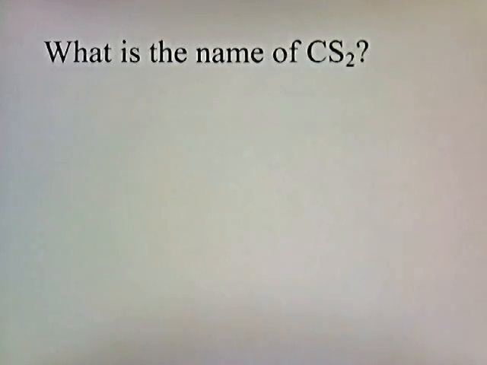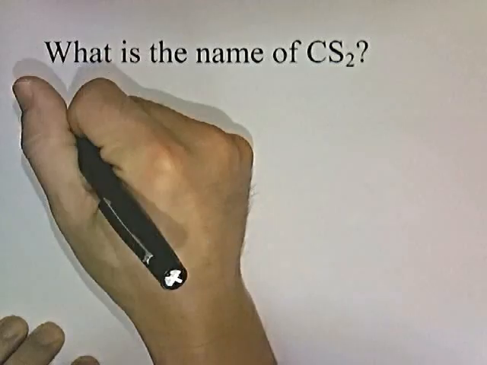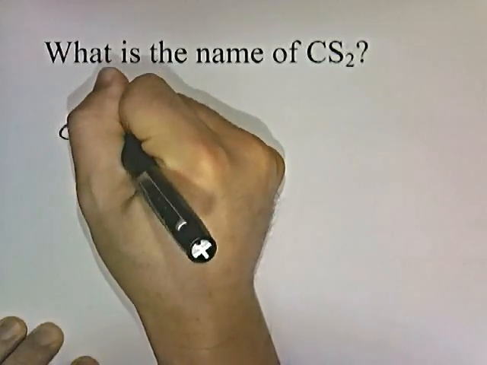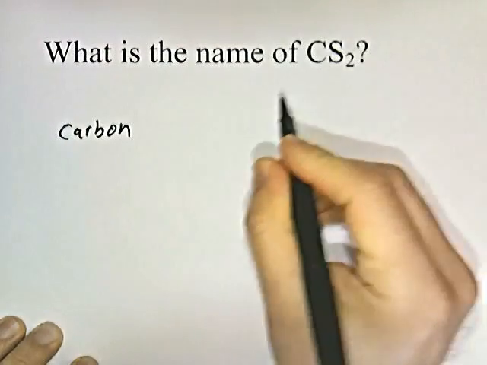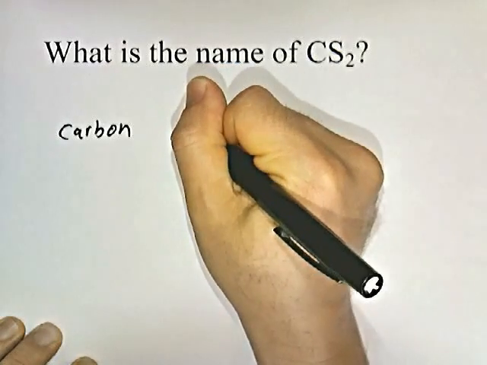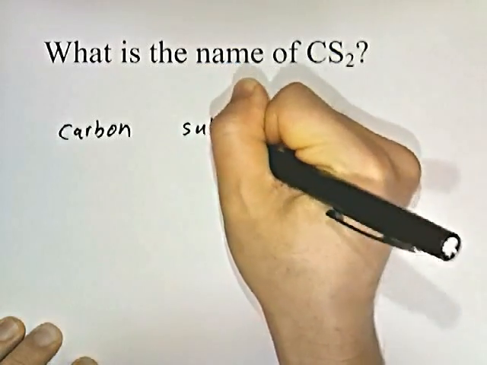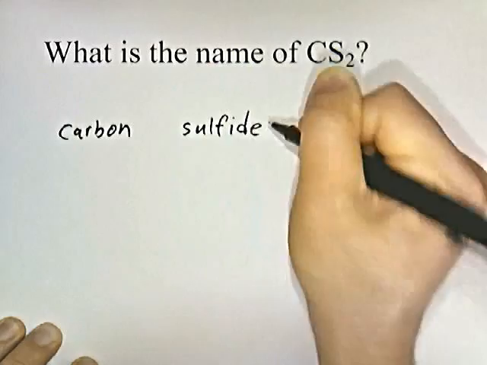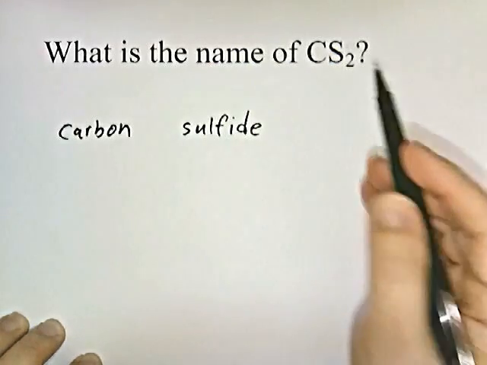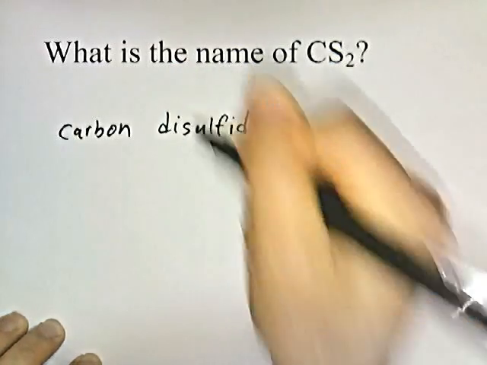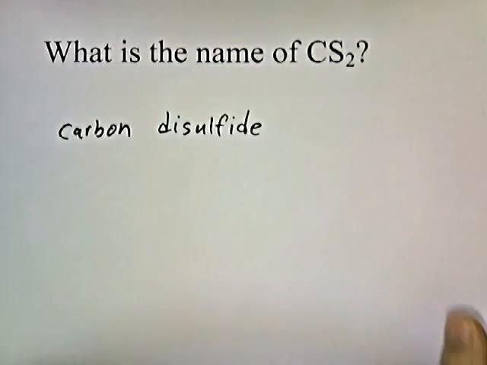All right, so let's do some for practice. What is the name of CS2? So C is carbon, S is sulfur, and it's going to end in ide, so it's going to be sulfide. And there are two sulfurs, so it will be disulfide. Carbon disulfide, so that's the name of that molecule.